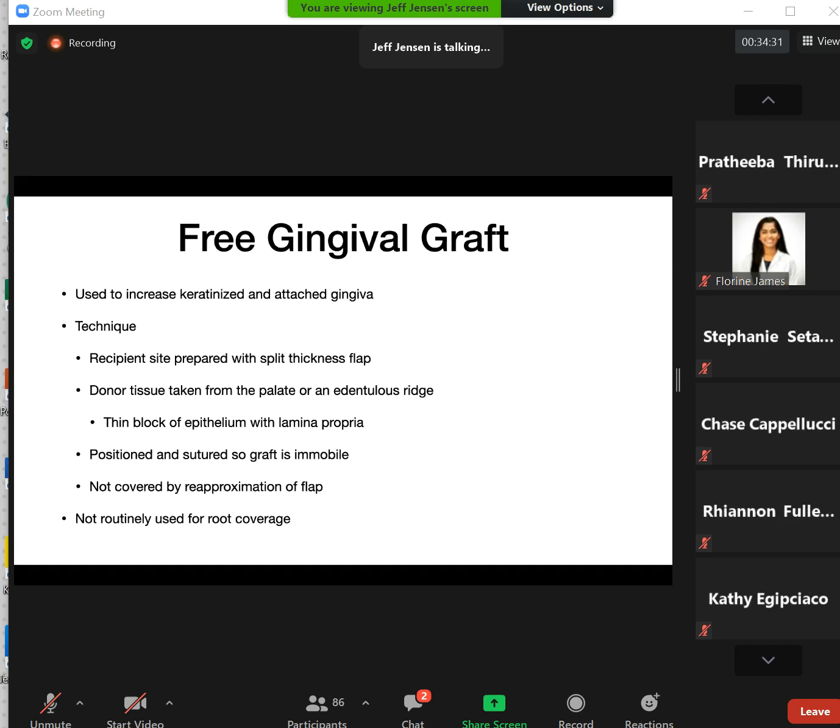And I'll show you what's called a periodontal dressing to kind of hold it in place and hold the flap down. Typically, this is not used for root coverage. In the past, this was developed before connective tissue grafting, but now we know that connective tissue grafting is a little bit more predictable, so we use that more.